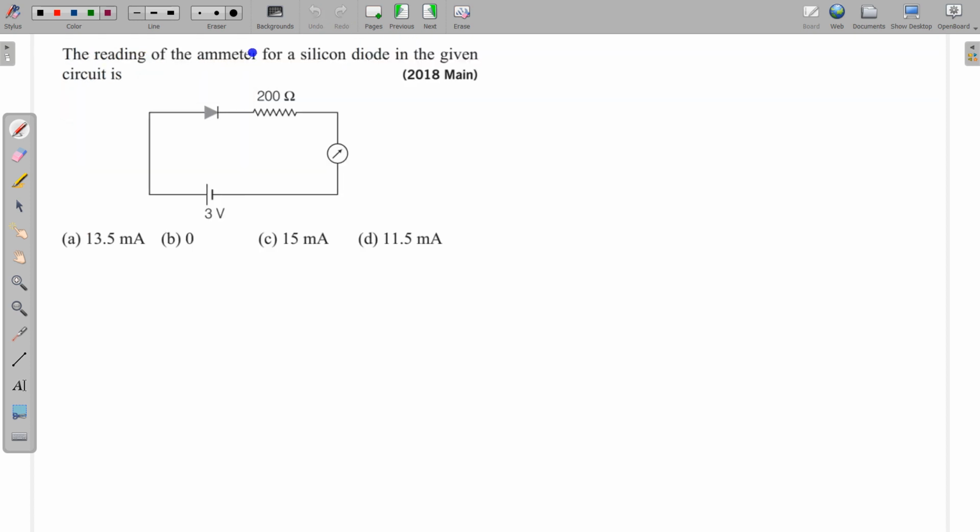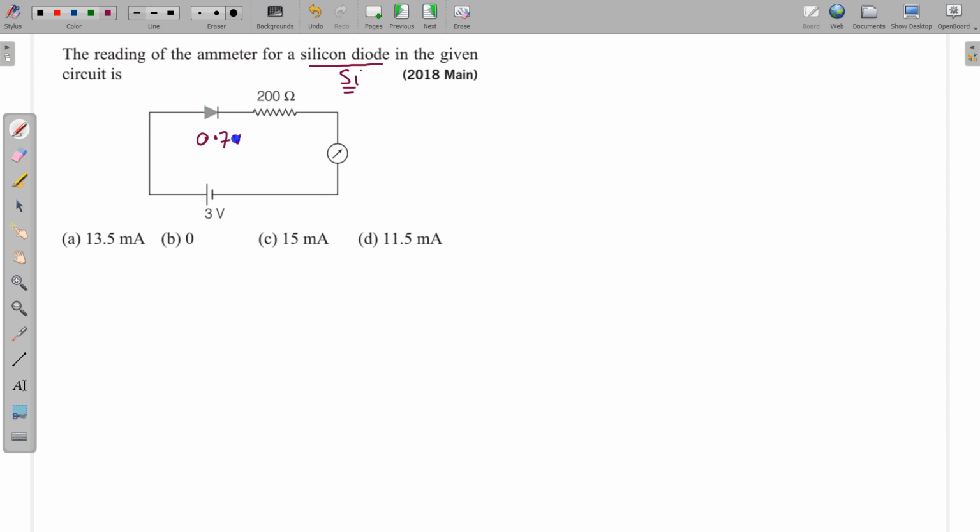Next question: the reading of the ammeter for a silicon diode in the given circuit is. So specifically it has mentioned this is a silicon diode, and if the silicon diode is conducting, then there will be a potential drop on this silicon diode. And what is that potential drop on the silicon diode? As we have discussed in the theory, there is a potential drop of 0.7 volt. So the potential drop will be 0.7 volt if it is conducting.